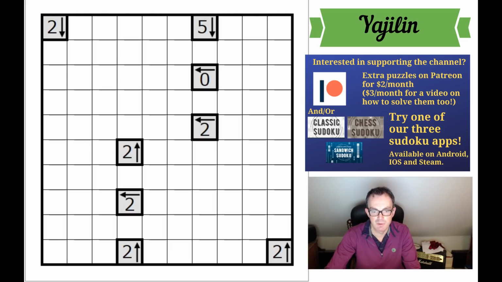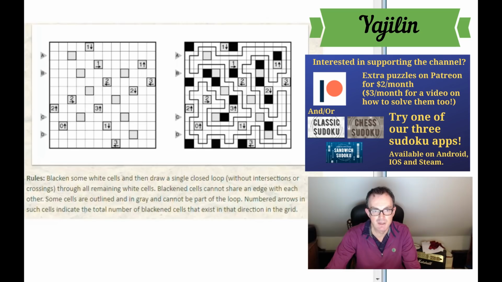How does this puzzle work? Well, I suppose we should talk about the rules. Here we go. So we need to blacken some white cells and then draw a single closed loop without intersections or crossings through all remaining white cells. Blackened cells cannot share an edge with each other, and some cells are outlined and in grey and cannot be part of the loop. So you can see those in the example here. Numbered arrows in such cells indicate the total number of blackened cells that exist in that direction in the grid. So that sounds probably quite complicated, but it really isn't.